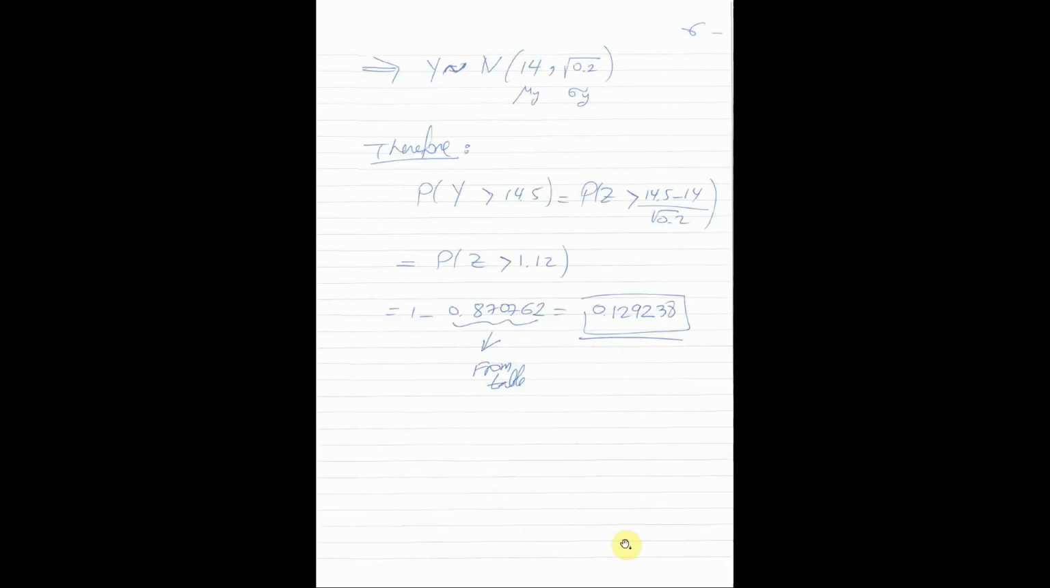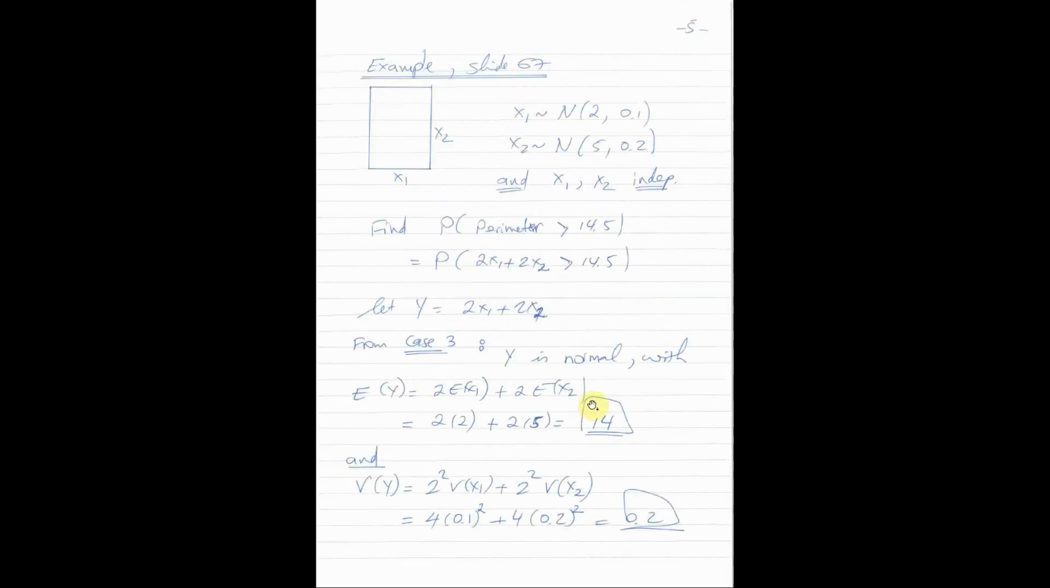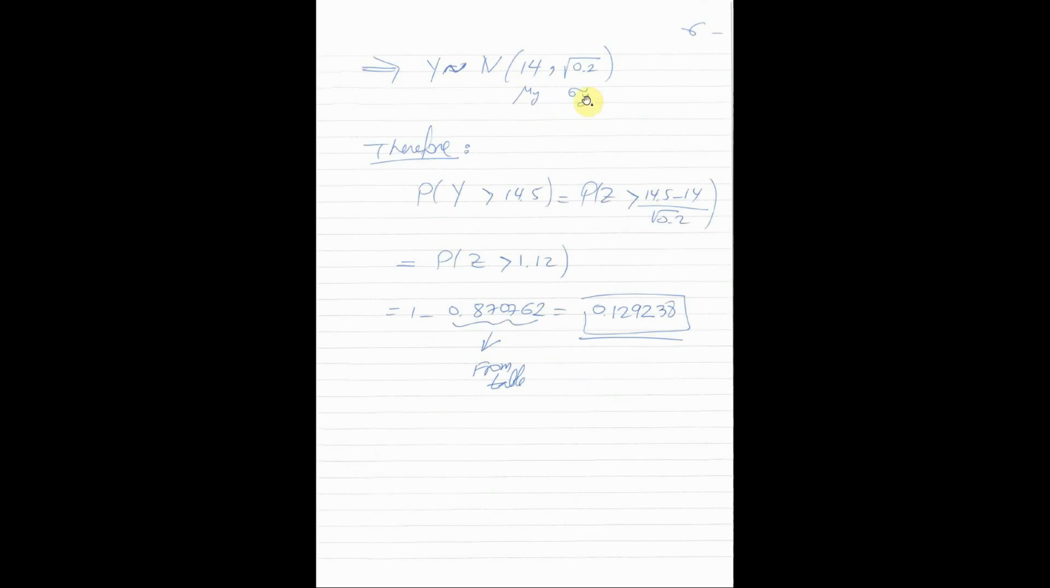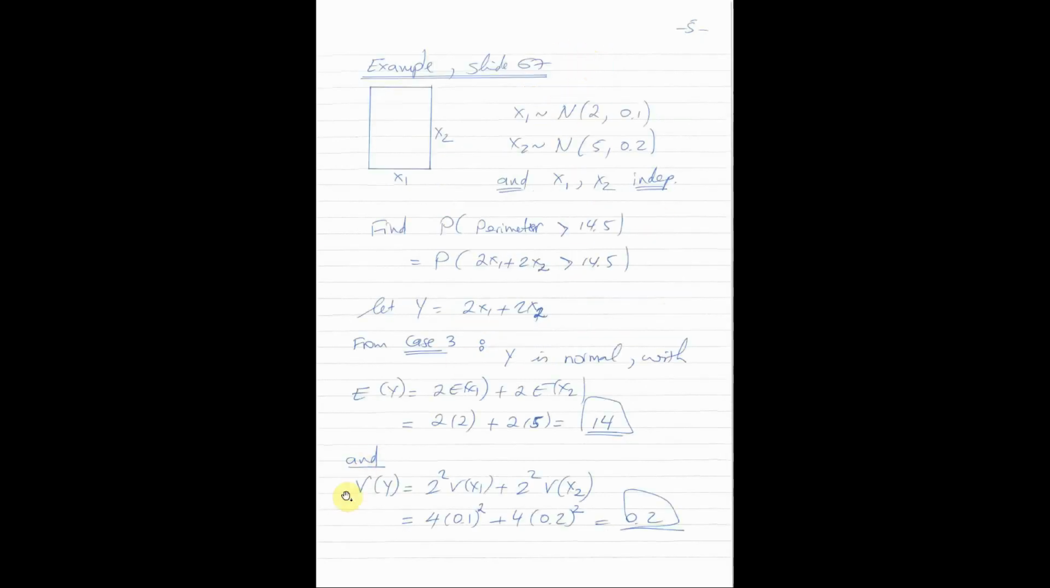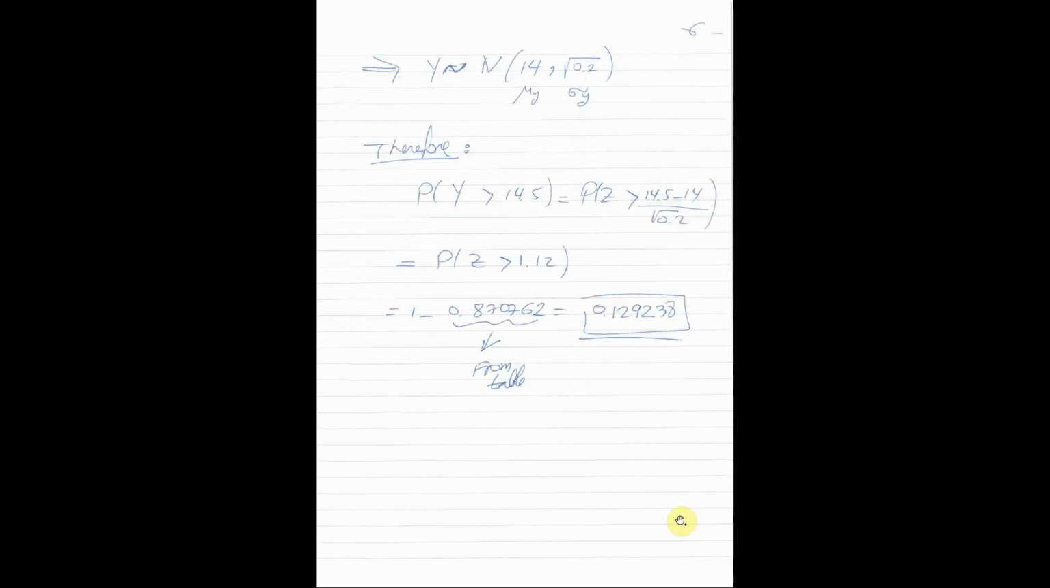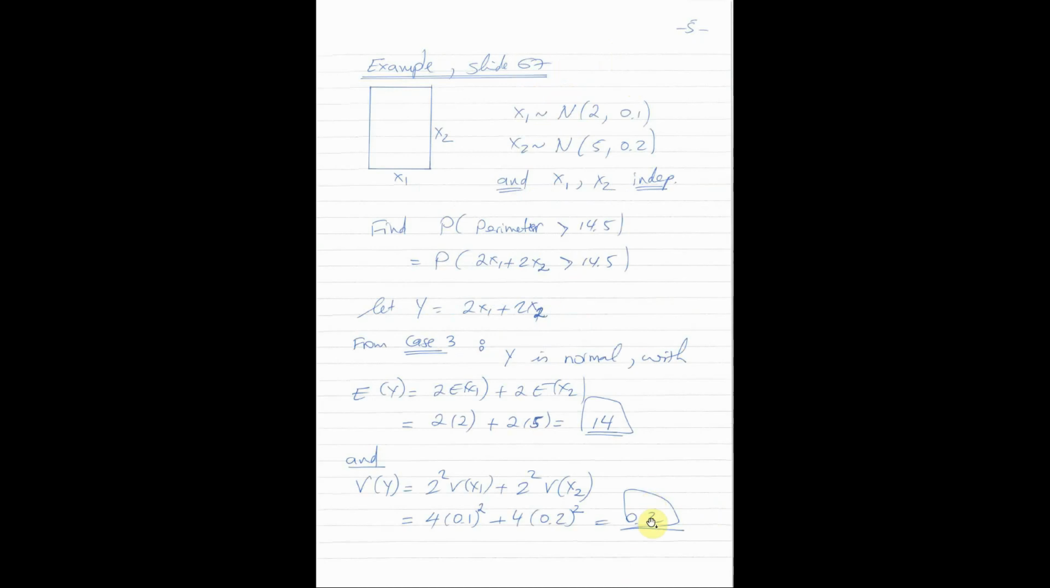You can verify. Let's put things together. So what do we know? What did we notice? We noticed that Y is normal. Y, which is the perimeter, has a normal distribution with mean 14. So mu Y is 14. Here we just obtained 14. And sigma Y is the square root of 0.2. Why the square root? Because what we had here is the variance. And if we need the standard deviation to use in the formulas, we have to use the square root of what we have obtained here.